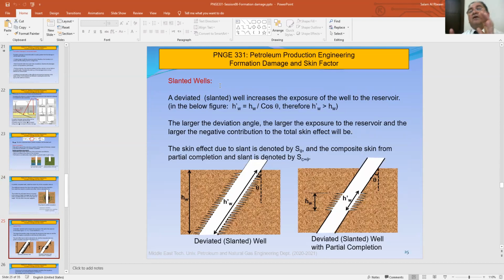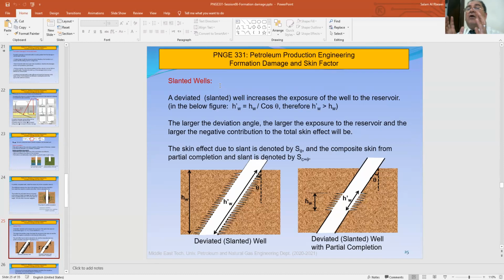Now, we know what S sub C means: the skin factor caused by either partial completion or partial penetration. While the second type, S sub theta, is the skin factor caused by slanted wells.